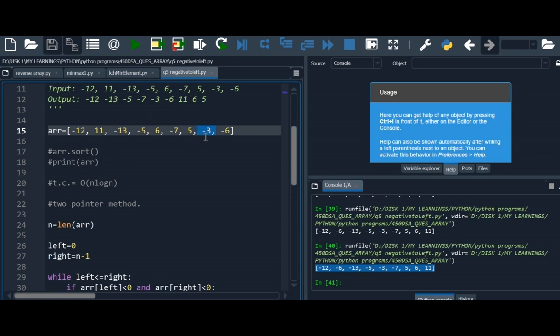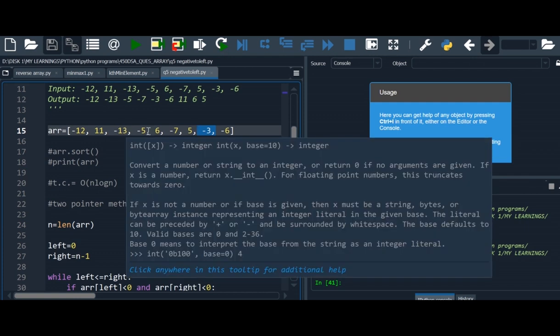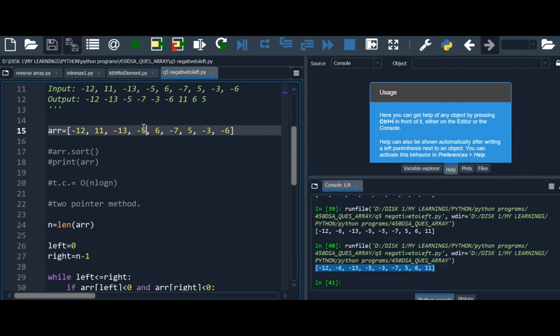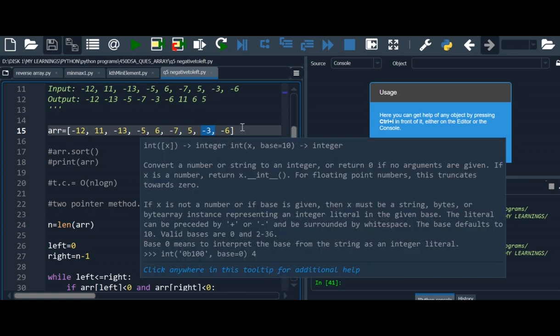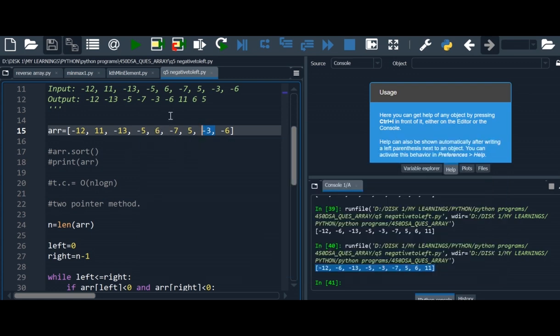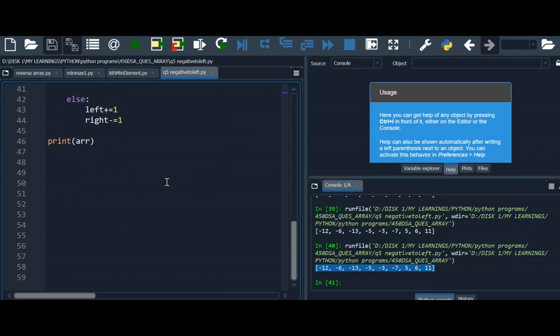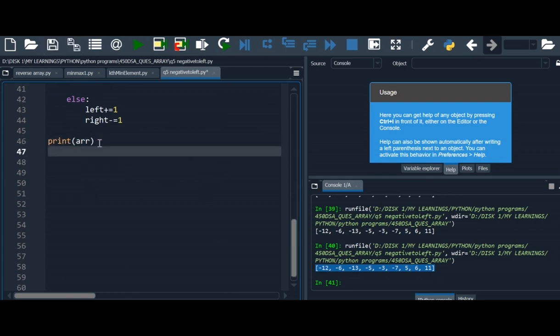Again, both the elements are negative, so we have nothing to do. Just increment the left index by 1. Again it's minus 5 and here is minus 3, no change. Again we move to this 6 and this will be minus 3 only. Both will be swapped because we want minus 3 on the left-hand side and 6 on the right-hand side. Like this the process will go on, and finally we will get our desired array.